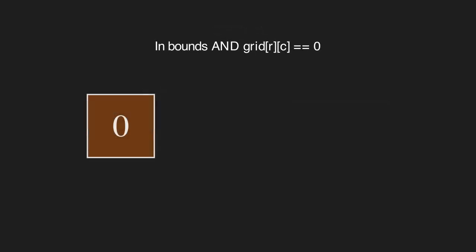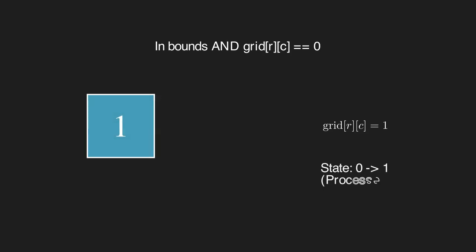If none of the stopping conditions is true, then R, C is an in-bounds land cell with value 0. We immediately assign grid R, C the value 1. This operation records that the cell has been visited and removes it from future consideration. The current state therefore changes from unprocessed land, 0, to processed water marker, 1.